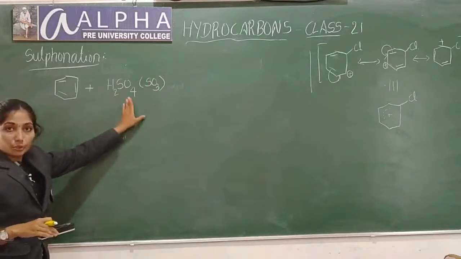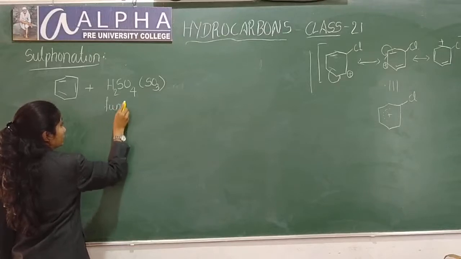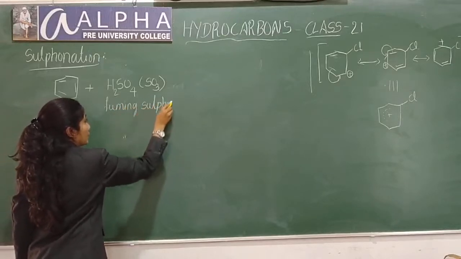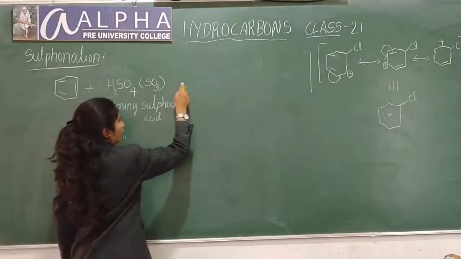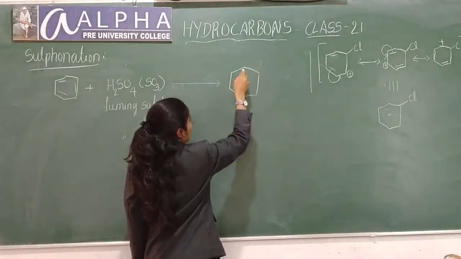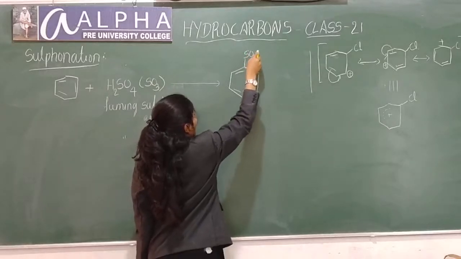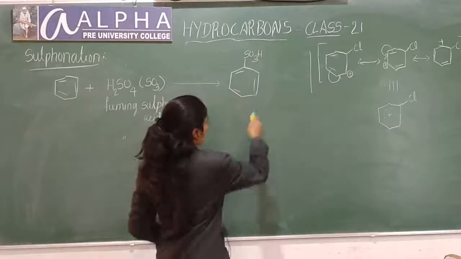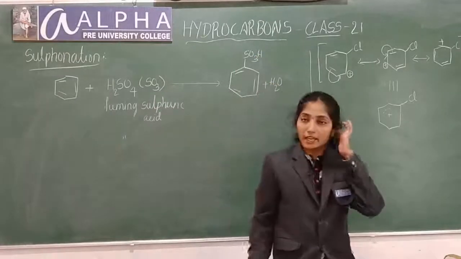Benzene reacts with fuming sulfuric acid to give sulfo substituted benzene. Sulfonyl group, SO3H, will be substituted on the ring along with removal of H2O. Water molecule will be removed from this.